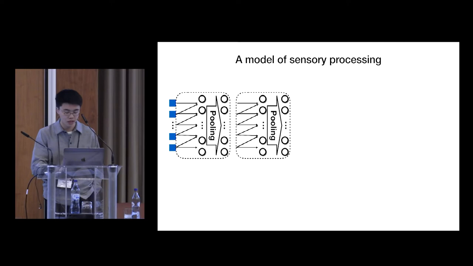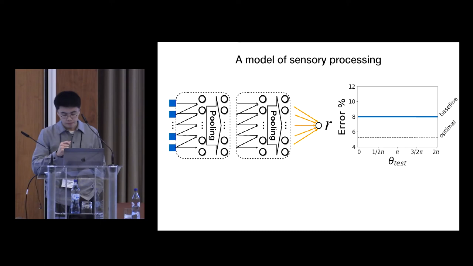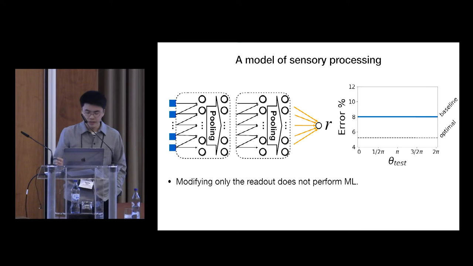And then towards the end of it, there's the task-specific readout. If we just train the readout and initialize the filters with some random filters, this is roughly what you see. The dashed line is the optimal performance that you can possibly get, and the blue line is the performance that you will get by just learning the readout. So it's suboptimal. The other thing to notice is that because the system is initialized isotropically, the baseline performance is the same for the different stimuli. Okay, so modifying only the readout does not perform maximum likelihood.